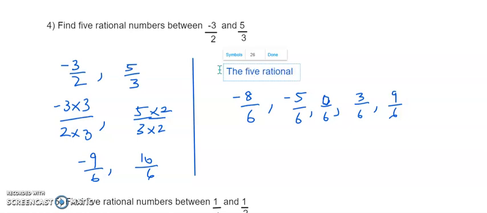If it would have been negative 9 and negative 10, then it's not possible. So here it's negative 9 and positive 10. So it's easy. Okay. Next.